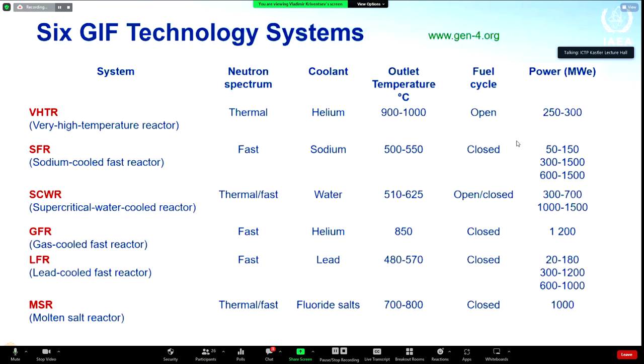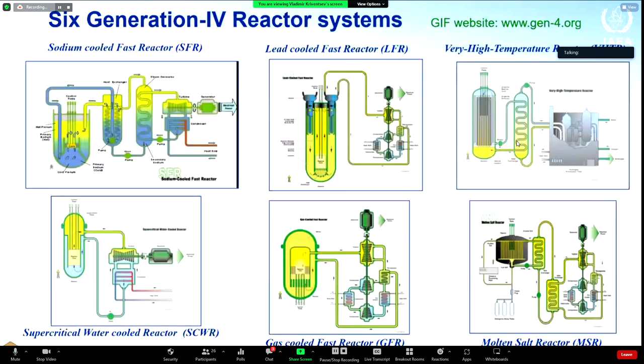This compares the neutron spectrum, coolant, and temperatures, and also what kind of fuel cycle, open or closed. Closed fuel cycles mean all nuclear materials are reused and everything is closed, so the fuel goes either to the thermal reactors or comes back to the original reactor, and closing the fuel cycle means you don't have the waste. Most of the concepts are closed except two, which work in a thermal spectrum. This plot shows these six concepts. I believe you already know the differences between those systems.